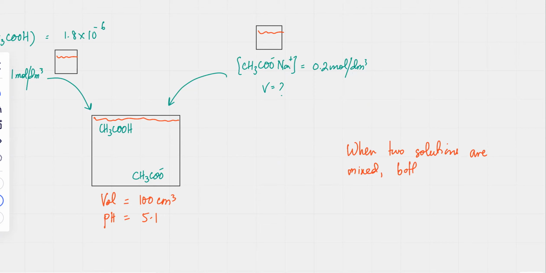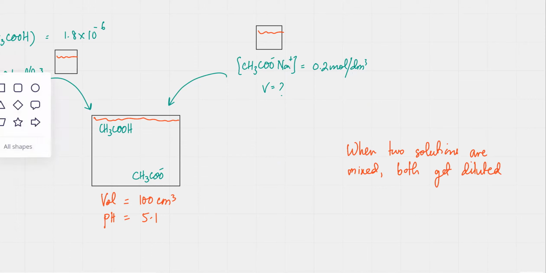Then both get diluted, assuming that there is no reaction. I'm just mixing the two solutions, nothing is happening, right? Why does this happen? The reason it happens is because your moles stay the same.